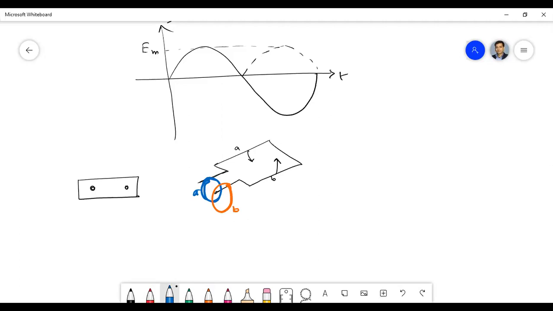Okay, and then what I am doing, I am connecting some contact which will be always in touch with A, and another contact which will be always in touch with B. Okay, and these two contacts, I am connecting with the terminals. Sir, can you repeat this part?